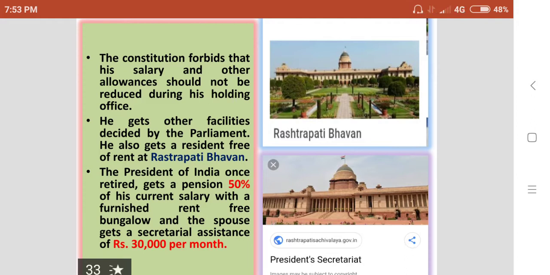So, in one image, we can see the residence of the President, which is called Rashtrapati Bhavan. Then, in the next image, we can see the President's secretariat, the officials working under the President of India. So, this is the secretariat of the President.